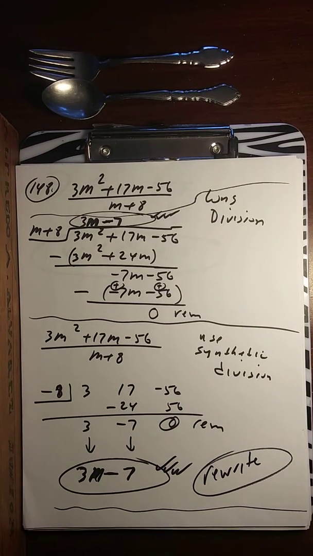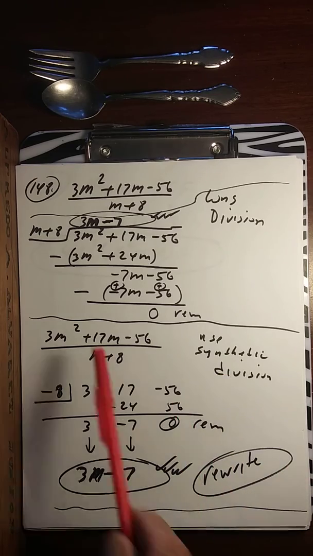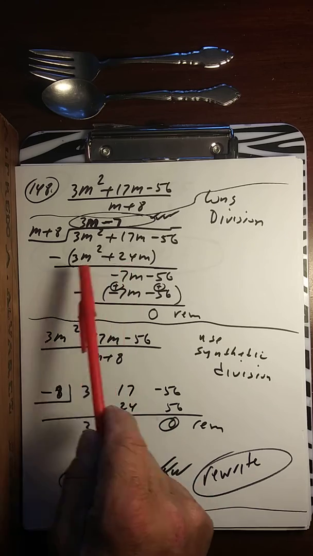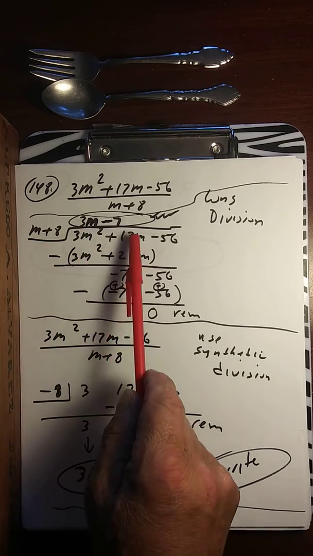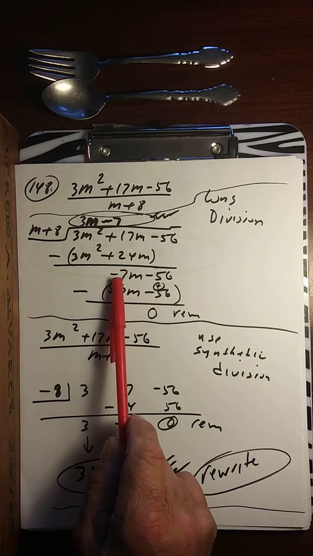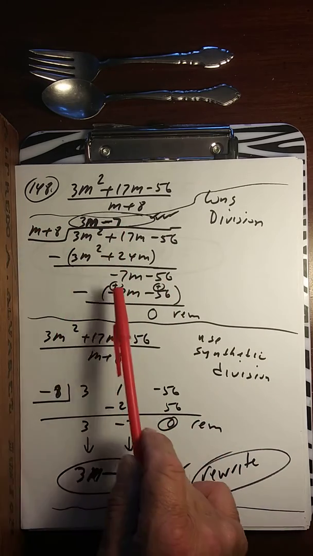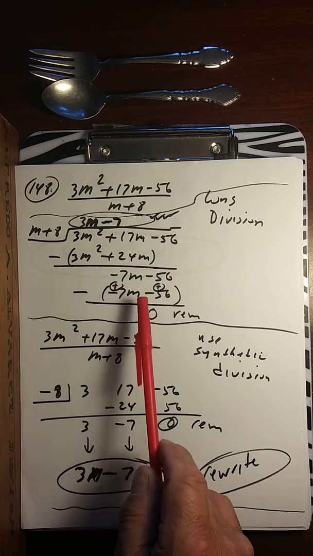Long division again. So we're going to go m plus 8 divides this. So 3m times that is 3m squared. That times that is 24m. Minus this, gone. 17 minus 24 is -7m. Bring the -56 down. So -7 times that is -7m. And -7 times that is -56.